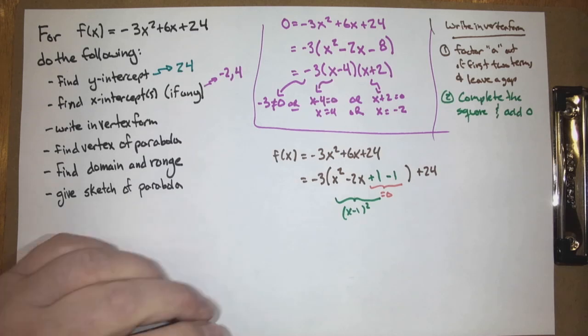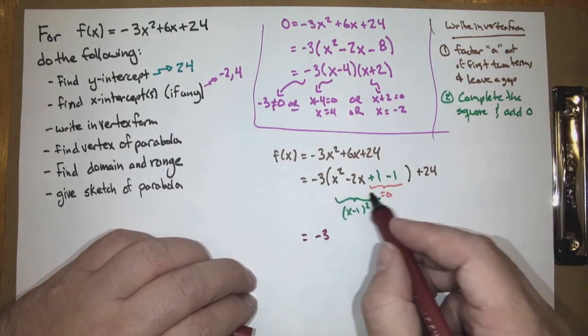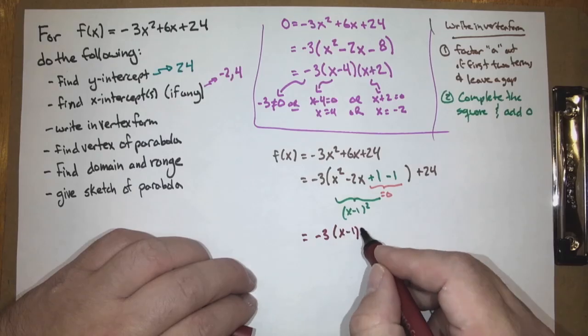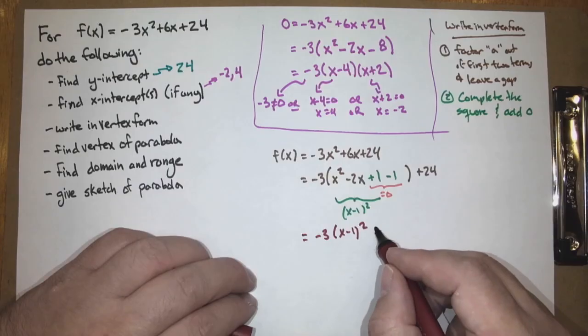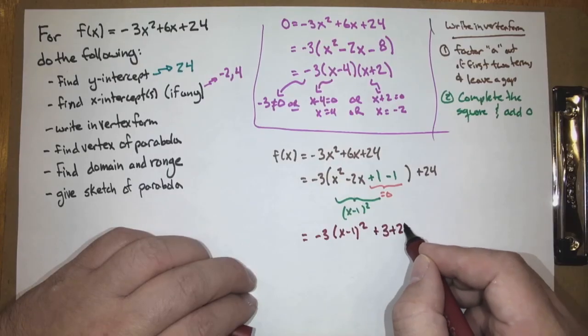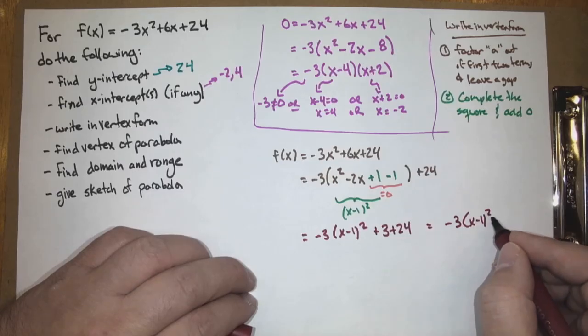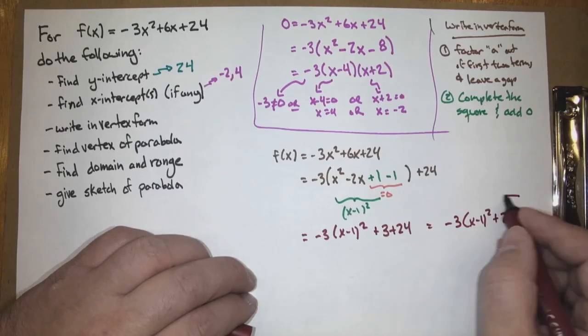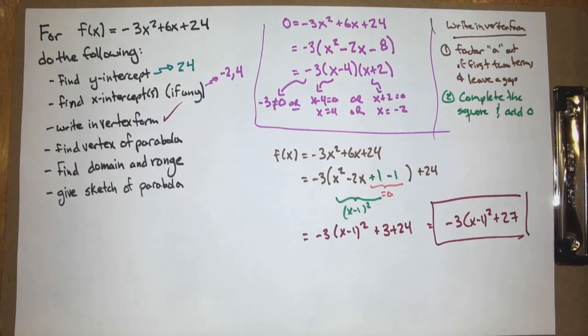Because what do we have? We have our negative 3. We can now distribute it into the first part. It's x minus 1 squared. Then we have negative 3 times negative 1, which makes a positive 3. And add 24. Or this becomes negative 3 times x minus 1 squared plus 27. All right. So that's the vertex form. Okay, so that's been done.